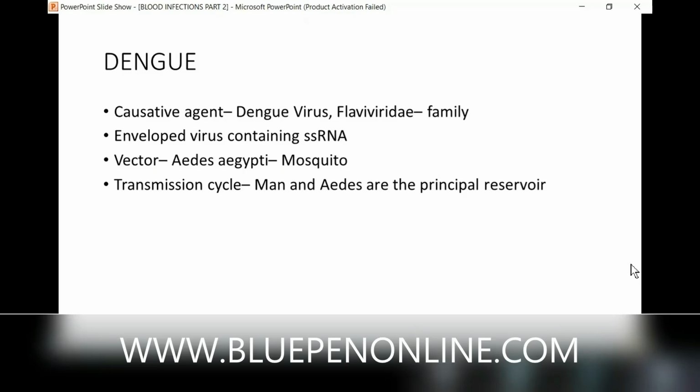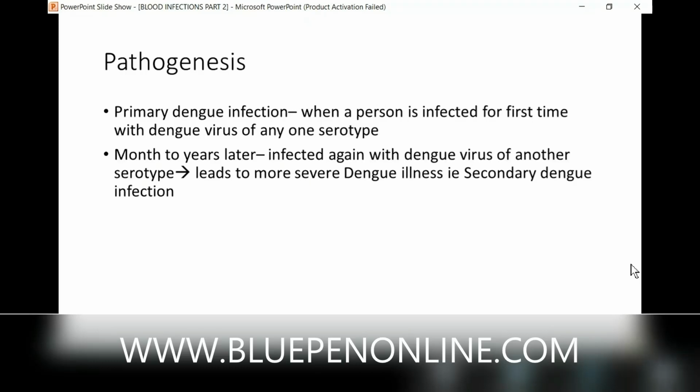There are different types of mosquitoes which cause disease, like the Anopheles mosquito, the Culex mosquito, and Aedes aegypti. Aedes aegypti is the one which causes dengue. In the transmission cycle, man and Aedes are the principal reservoirs.